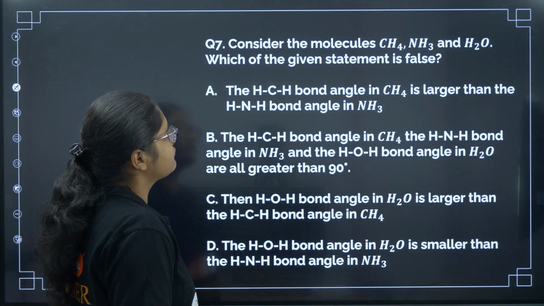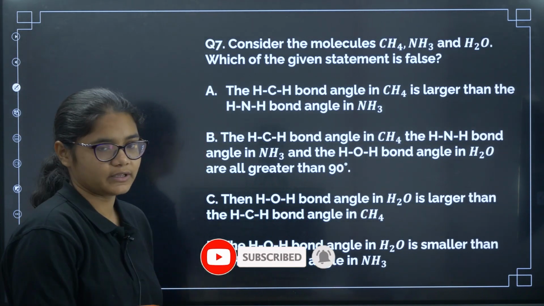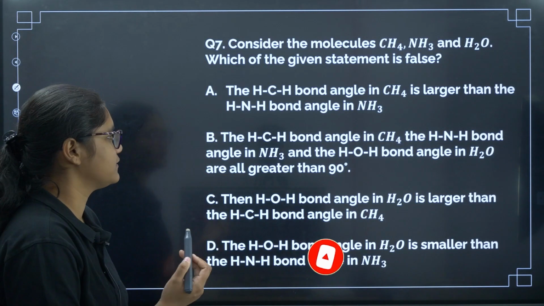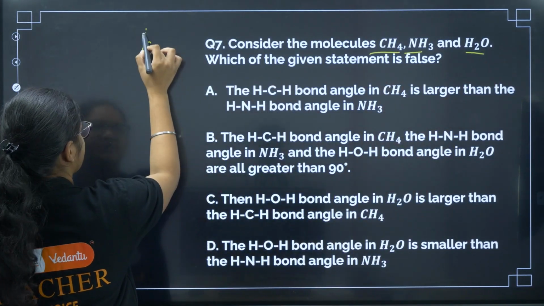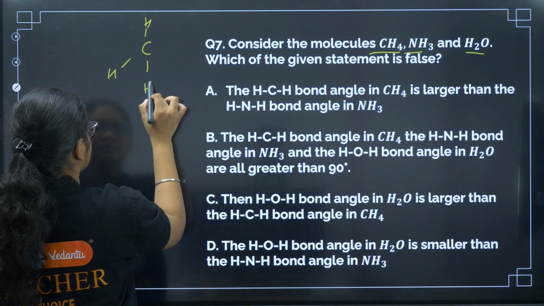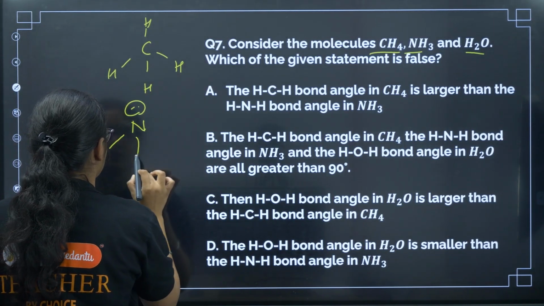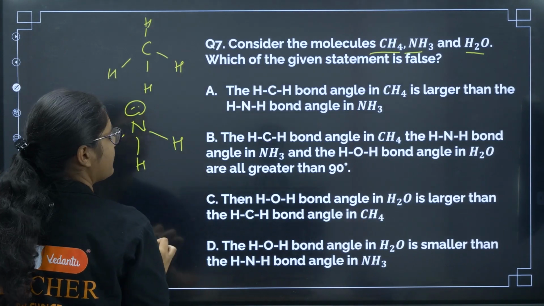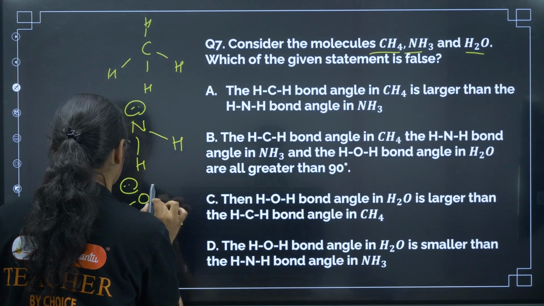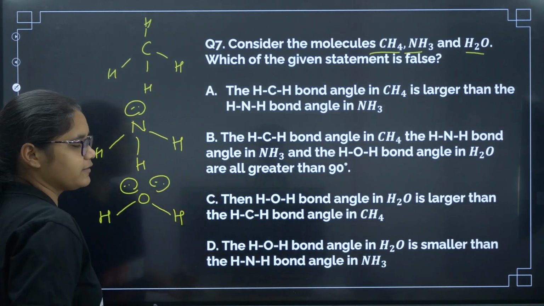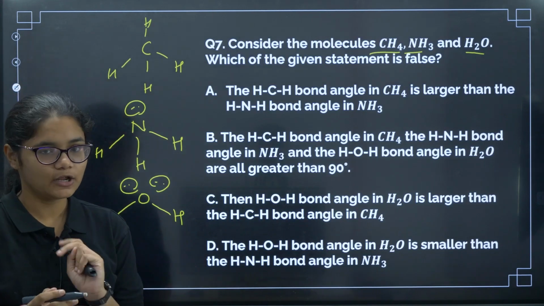Next, which one of the following molecules CH4, NH3 and H2O, which of the given statements is false? So we have to consider the following statements and find the false one. CH4, NH3 and water. Let us first see their structure. We have CH4, then NH3 and then H2O. You can see all three are sp3 hybridized, but here there is no lone pair, here there is one lone pair and here there are two lone pairs.